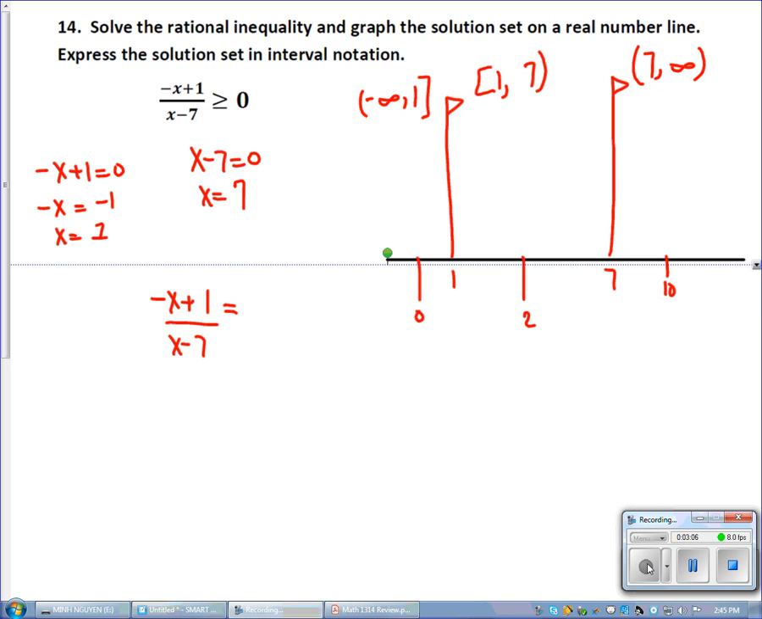Okay, so when we plug in, do we get a positive answer or do we get a negative answer? So we have 0 plus 1 over 0 minus 7. So do we end up with a positive answer or a negative answer? In this case, we have 1 over negative 7, so the answer is negative. Okay, so now we take our 2 and we plug in as well. So we will have negative 2 plus 1 over 2 minus 7. So we have a negative 1 over a negative 5. So what is a negative divided by a negative? It is a positive.